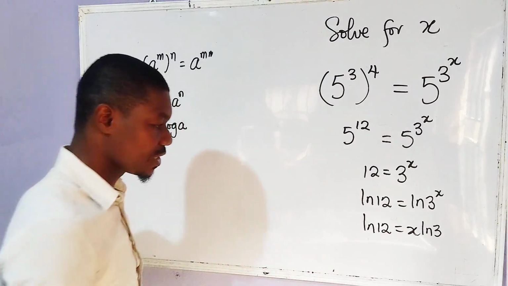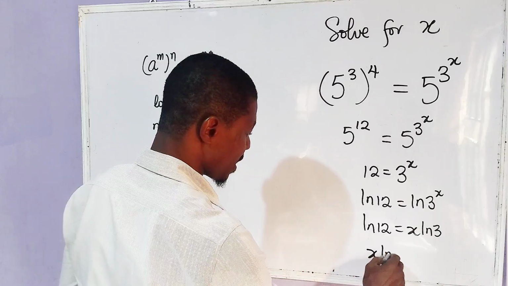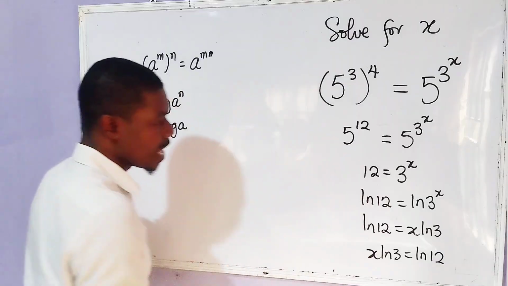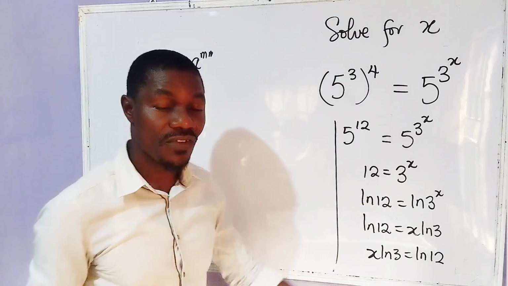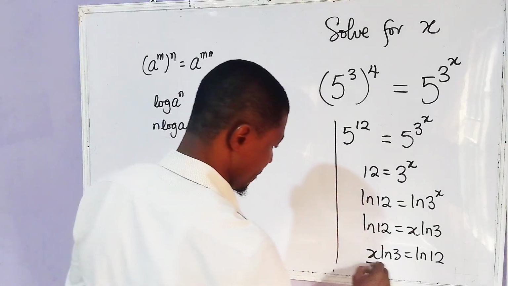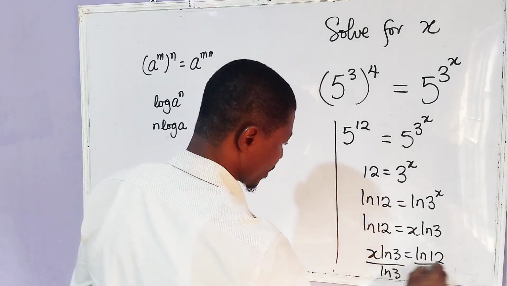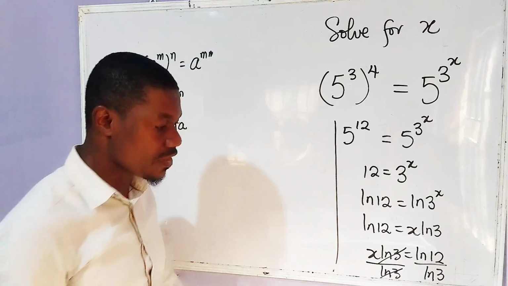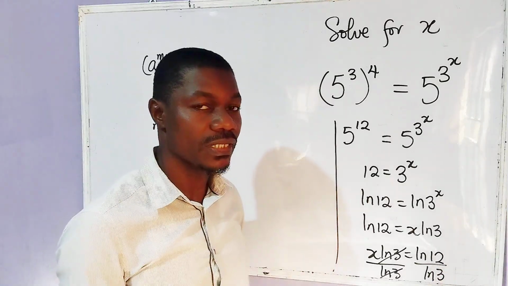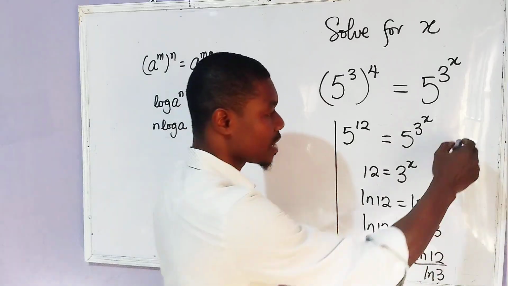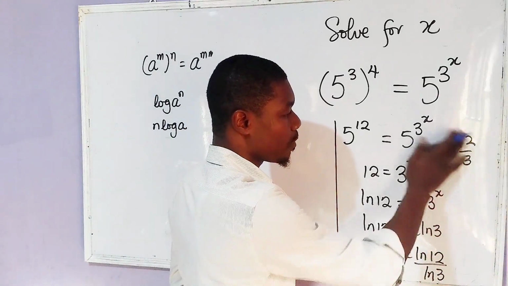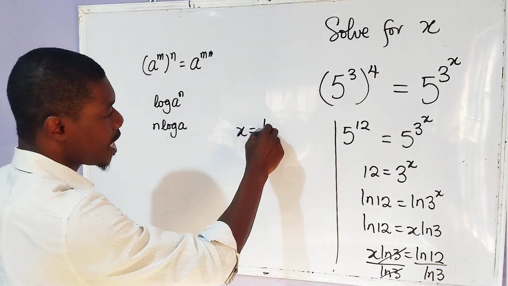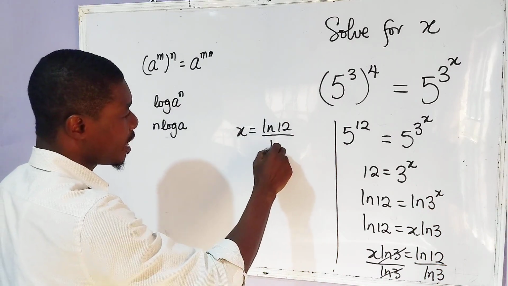Okay, let us rearrange. This becomes x ln 3 equals ln 12. Now let's divide both sides by ln 3. This is ln 3 here, then here ln 3. This clears off this. Now be mindful you don't clear off this, you don't assume the same thing as 12 over 3. No. Alright, so x here now equals ln 12 all over ln 3.